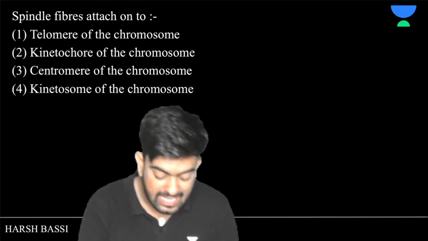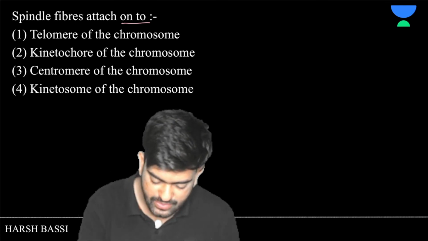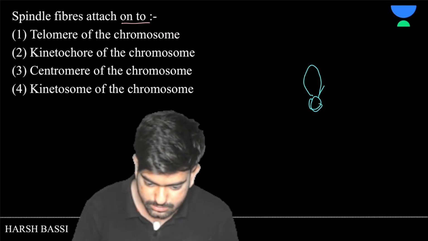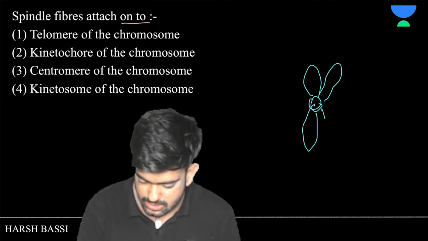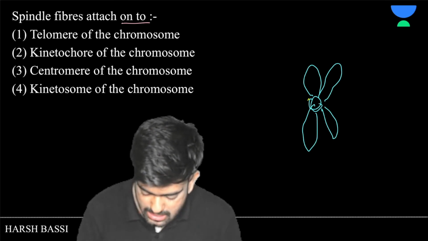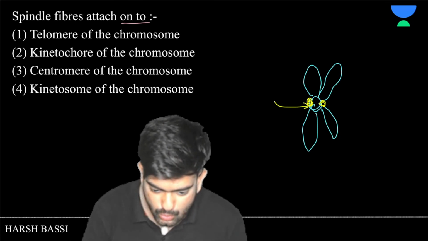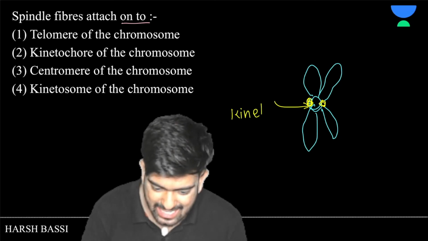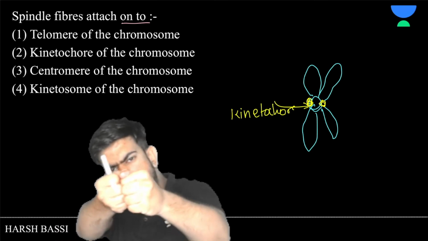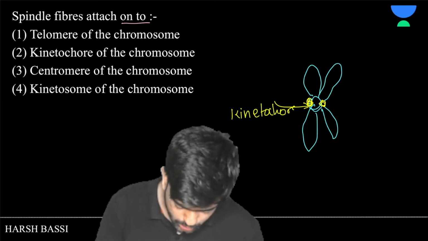Spindle fibers attached onto... you remember the structure which we have drawn? The structure which we have drawn was like this. Yes or no? Yes. And in this structure, the centromere contains this thing, and this was the kinetochore. The kinetochore is the structure where the spindle fiber attaches and they pull the chromosomes like this, right? So, kinetochore of the chromosome.